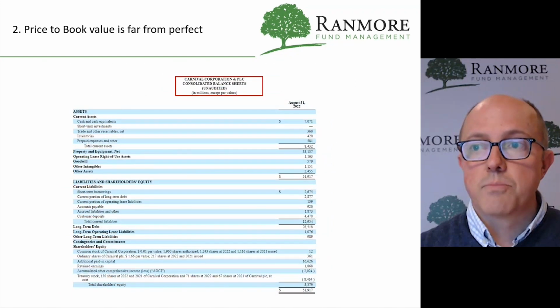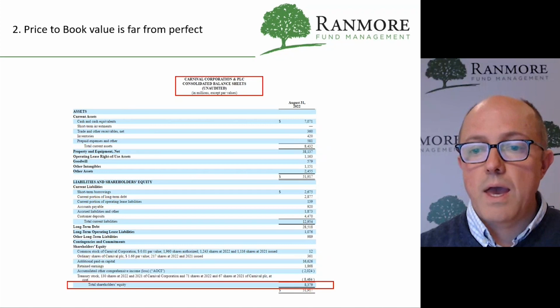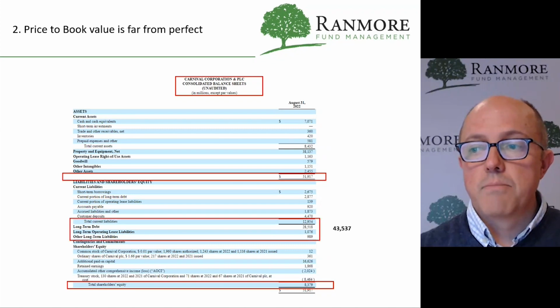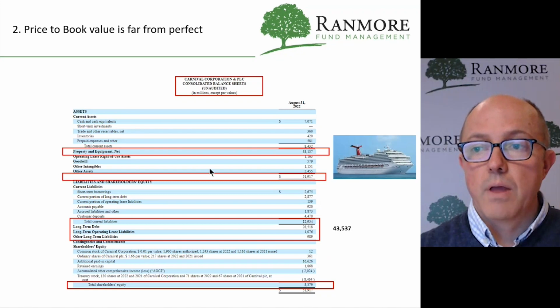Let's look at another example, Carnival Cruise Lines. This is their balance sheet. And what do we have here? 8.4 billion of shareholders' equity, comprising 52 billion of assets and 43.5 billion of debt. Their assets are mainly property, plant, and equipment, not inventories as per Boeing. And so you've got 38 billion, and that's cruise ships.